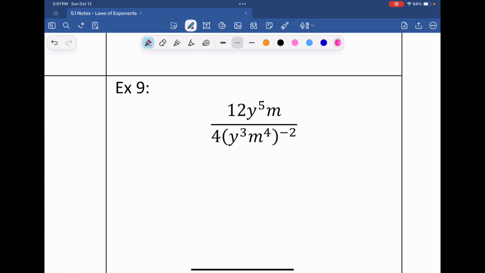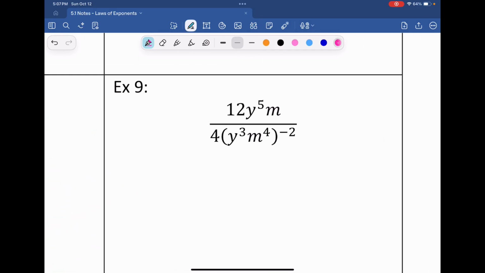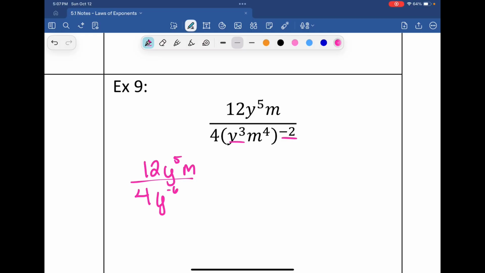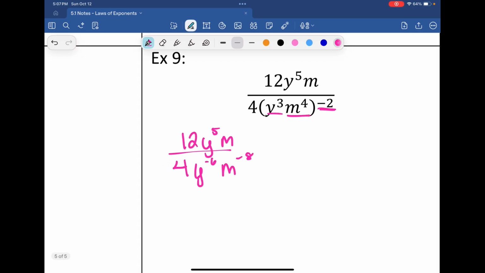And I don't know why I chose to use an M on this one. I should use an X or a Z because it's going to bother me that it's not in alphabetical order. That's fine. Deal with your negative exponent thing down there at the bottom. You have to deal with that power to power. So y cubed to the negative 2. So it's y to the negative 6. M to the 4th to negative 2. M to the negative 8. Had to deal with that one first before dealing with anything else.